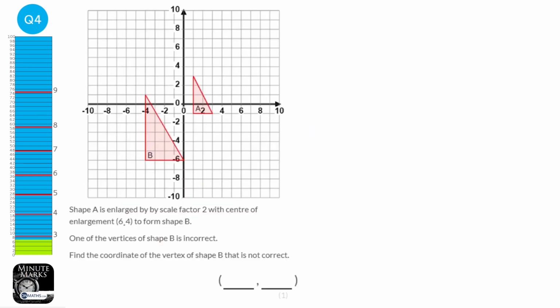So in this question we're told that the centre of enlargement is at 6, 4. So let's just put across there. And what I'm going to do is just draw ray lines from the centre of enlargement, and we're just going to go through each of the corners of our shape A. And we're going to just check whether it goes through the corner of shape B, which it does on this one. Let's just keep going. Yeah, it does on this one.